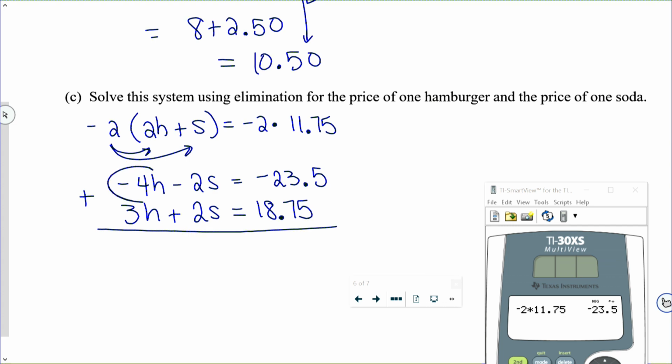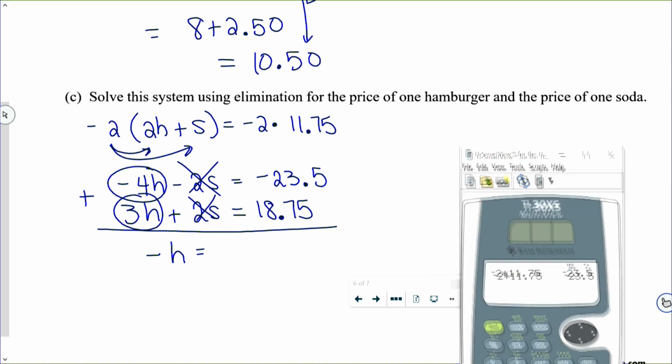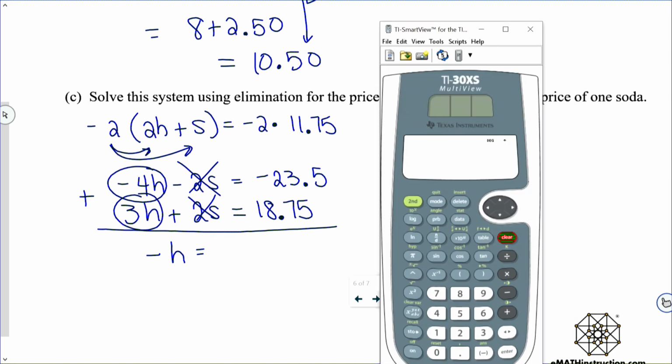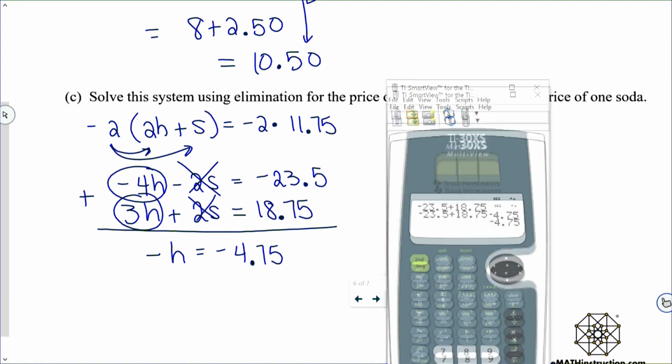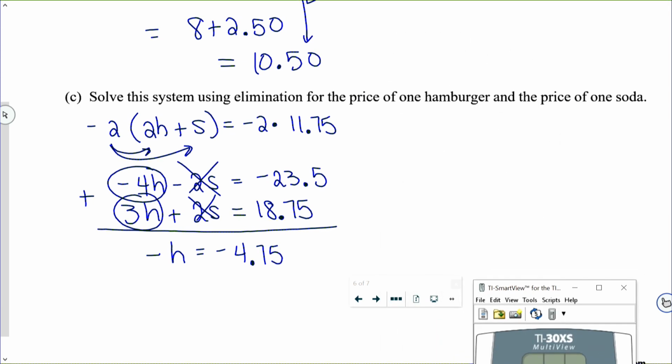Now we have to be careful here. I have a -4h and a positive 3h, and that's going to leave me with a -1h. These 2 are going to cancel. And again, nothing wrong with taking your calculator at this point and doing -23.5 plus 18.75, and that gives me -4.75.